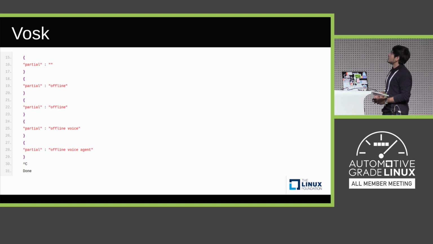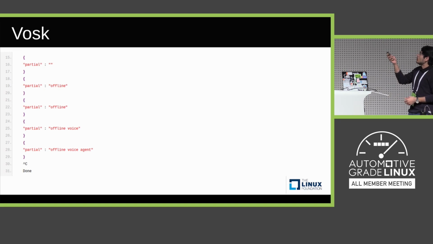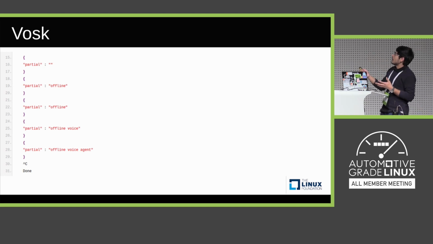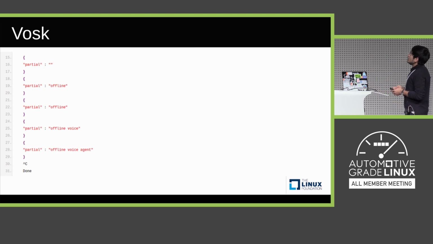So what's happening is I was speaking something on my microphone, and Vosk was transcribing my words in real time, and it's appending all the results after certain timestamps and displaying it for the user.